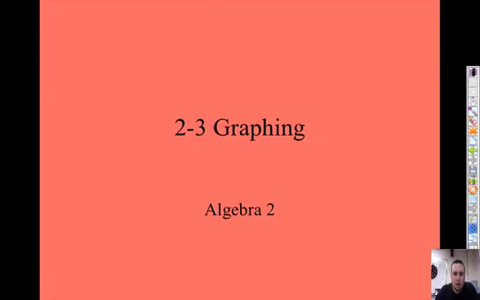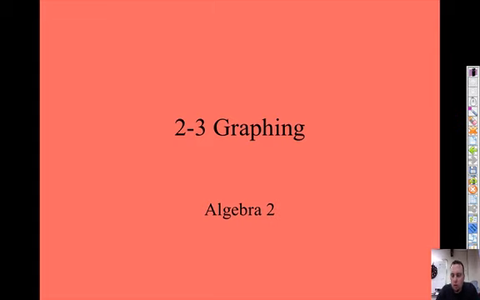Guys, here we go. This is the start of Flipped Classroom for you. So we're going to start on section 3, chapter 2, which is all about graphing. So how do we know how to graph so far?